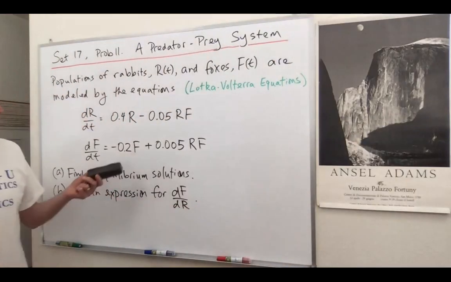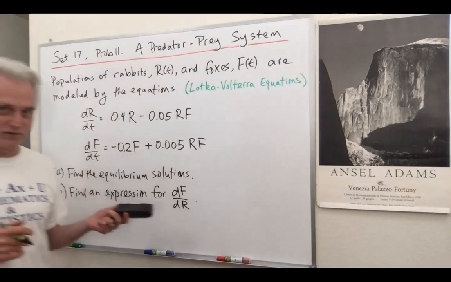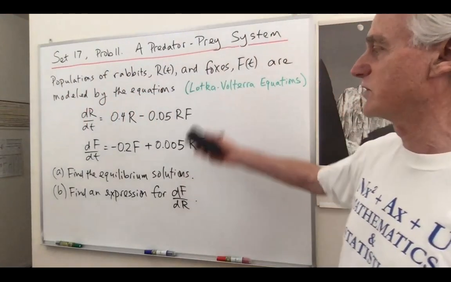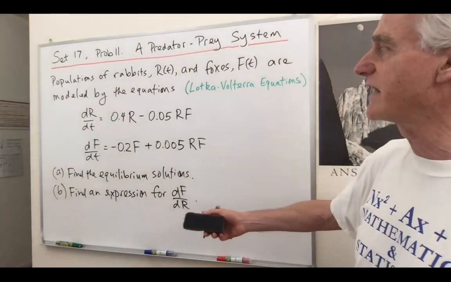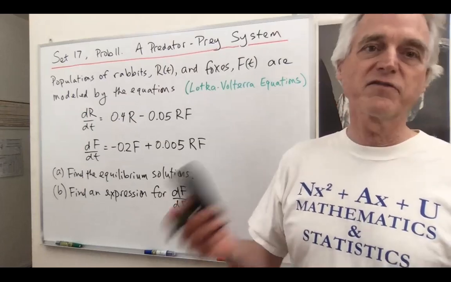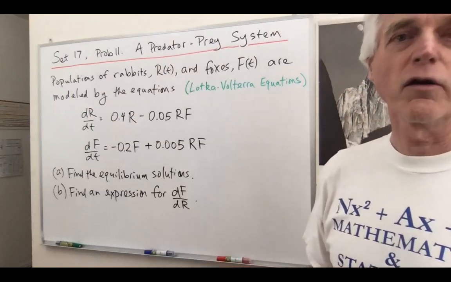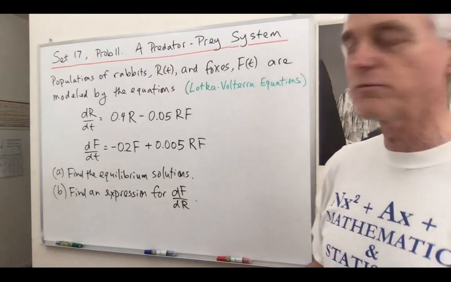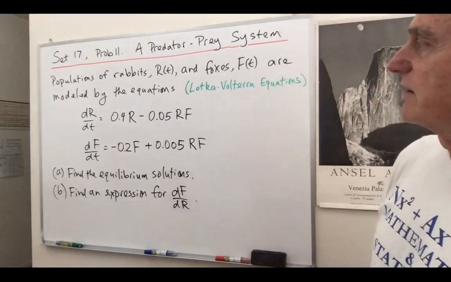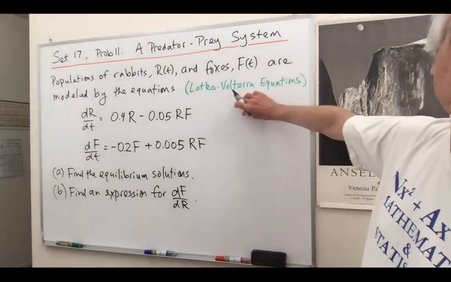So let's think about this problem here. You're asked to do two things. You have a problem very much like this. You have aphids and ladybugs. And the aphids in this case are the predators, and the ladybugs are the prey. But I'll use this rabbit and fox system.